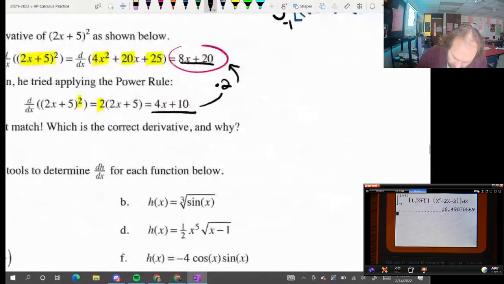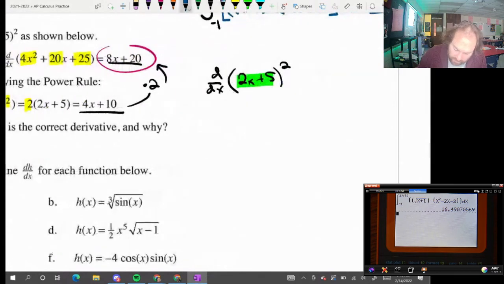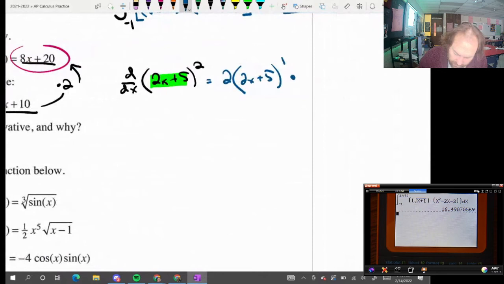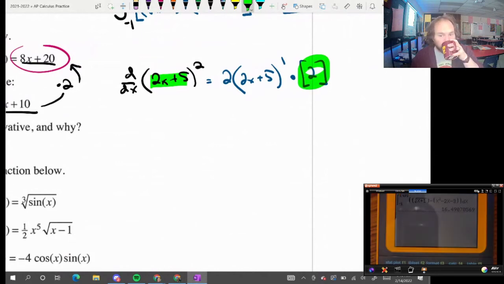When you take the derivative, dx, of 2x plus 5 squared, you have an inside function, 2x plus 5. Now this is going to give you 2 times 2x plus 5. We are using the power rule on the inside chunk, but then you have to multiply by the derivative of the inside chunk, which is just 2. That's what he forgot to do. Forgot to multiply by the derivative of the inside part, and that's why he's missing that chunk.